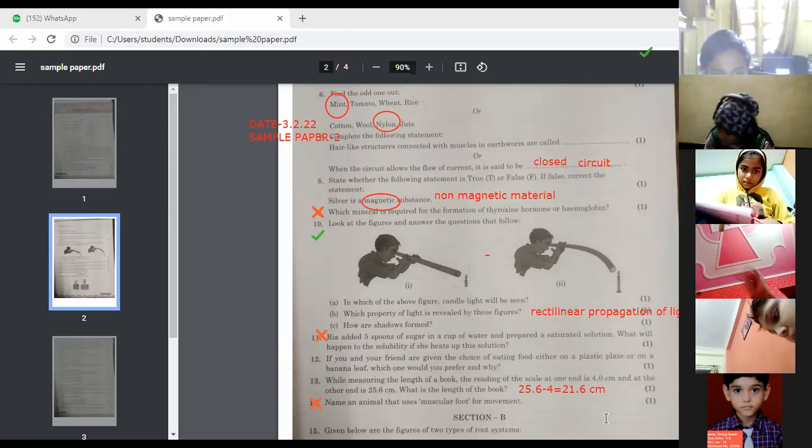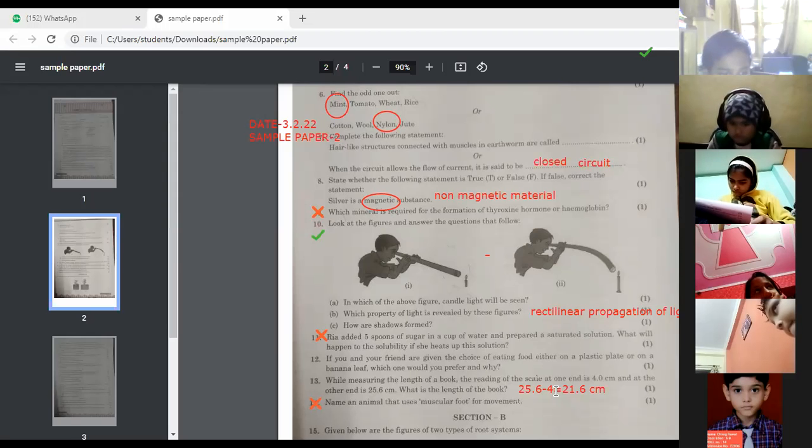No, ma'am, my answer is coming 4.3 centimeter. Why 4.3? It can never be that. You are subtracting in a different way. 25.6. When you subtract 4 from it, 4 means 4.0. So the answer will be 21.6 centimeters.